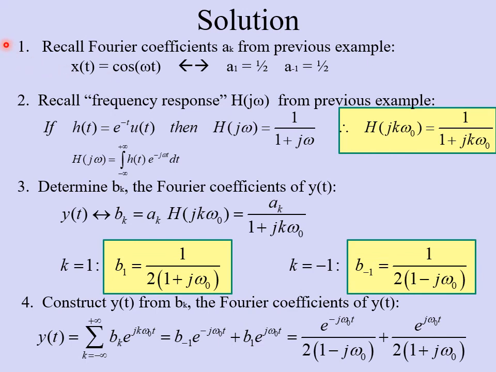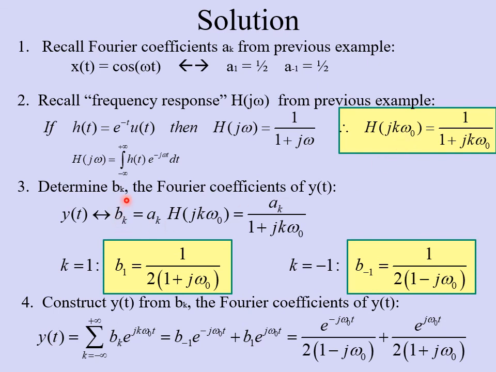The first step is we've already found the Fourier coefficients for cosine omega t. We did it in an earlier example. Remember, it has only two coefficients: a1 was 1/2, and a of minus 1 is equal to 1/2. Also, the frequency response of this system we found in a previous example. If the impulse response is e to the minus t u of t, then the frequency response H of j omega is 1 over 1 plus j omega. If we replace omega with k times omega naught, this is our frequency response for this particular system for any harmonic frequency k times omega naught.